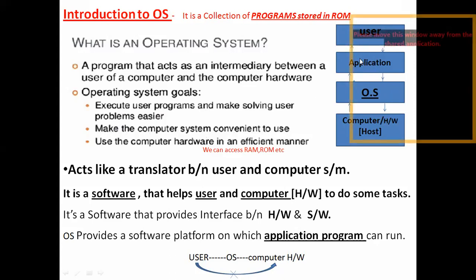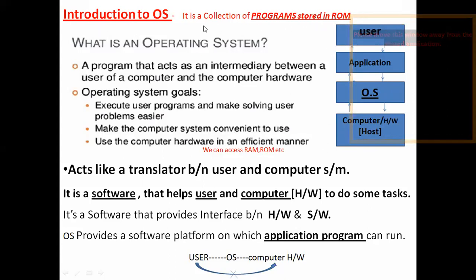A user can interact with all the services offered by the computer or the hardware using the operating system. The use of computer hardware in an efficient manner is the third goal, where any user can access RAM, ROM, etc. So basically, these three are the operating system goals.